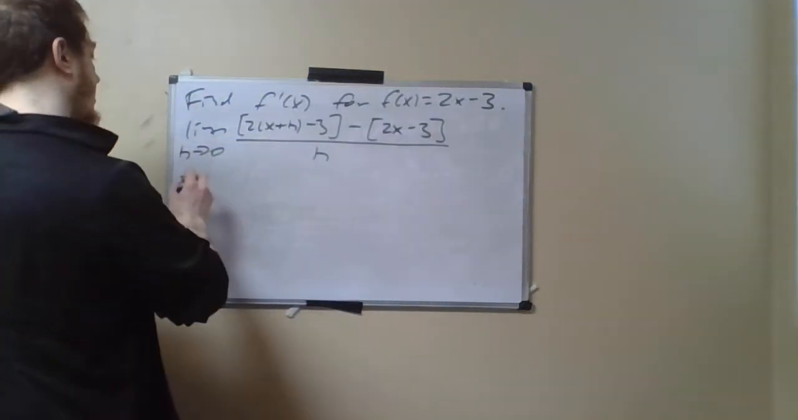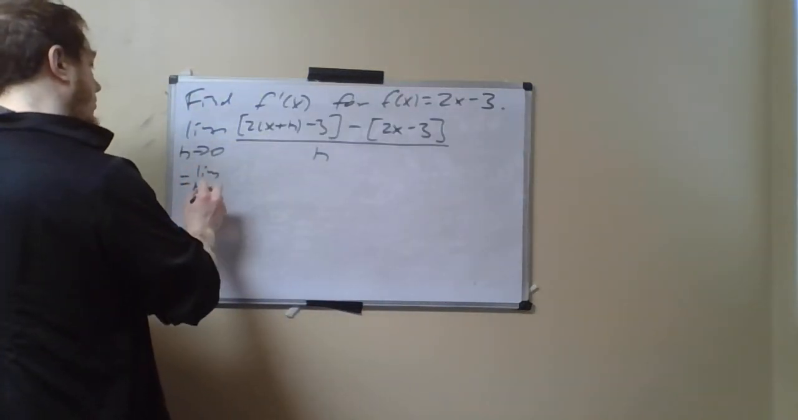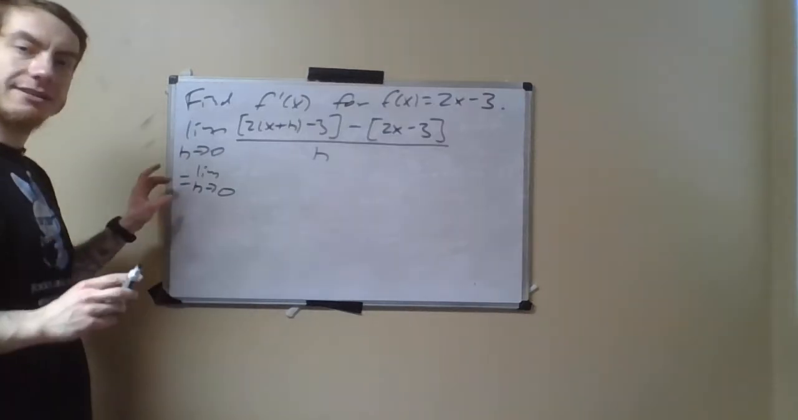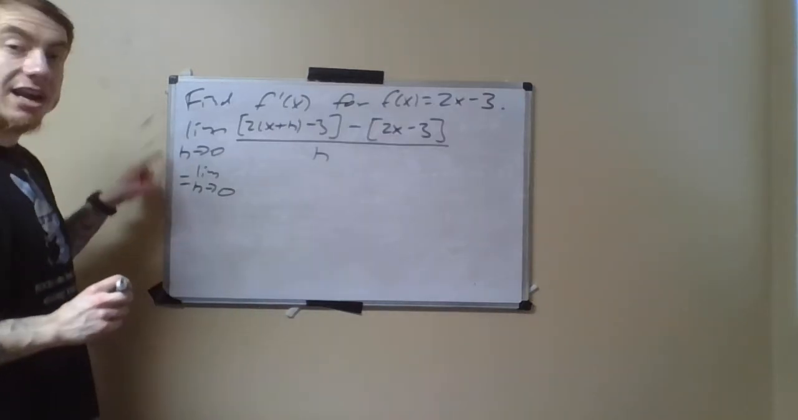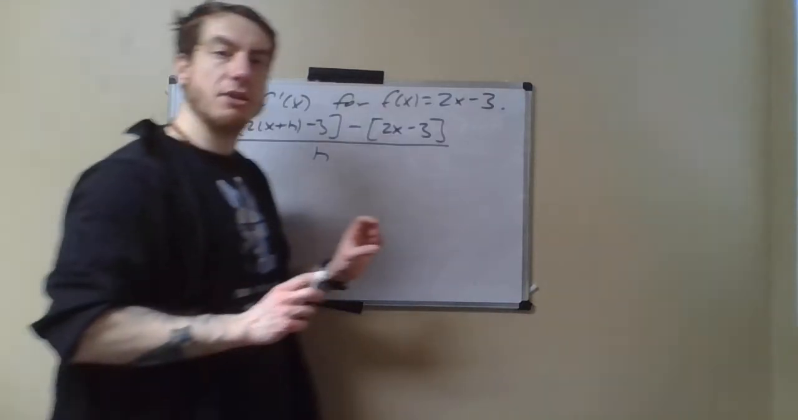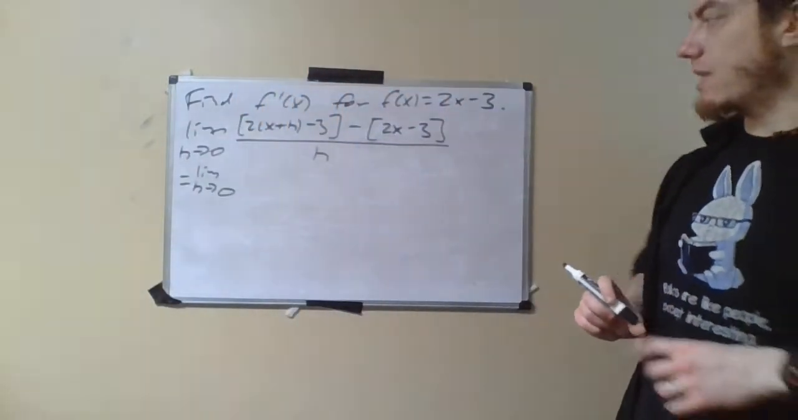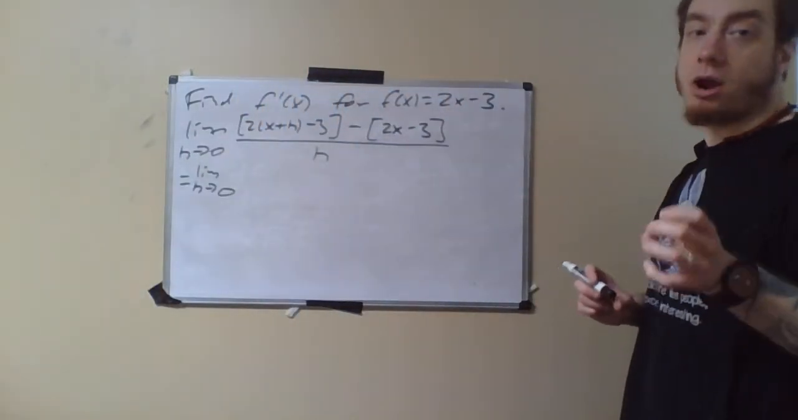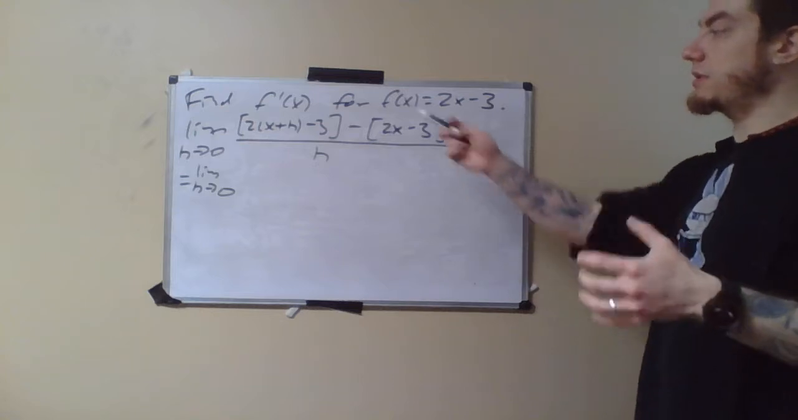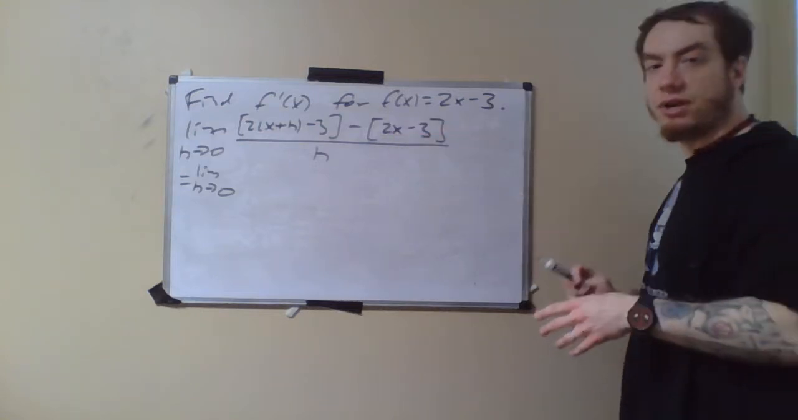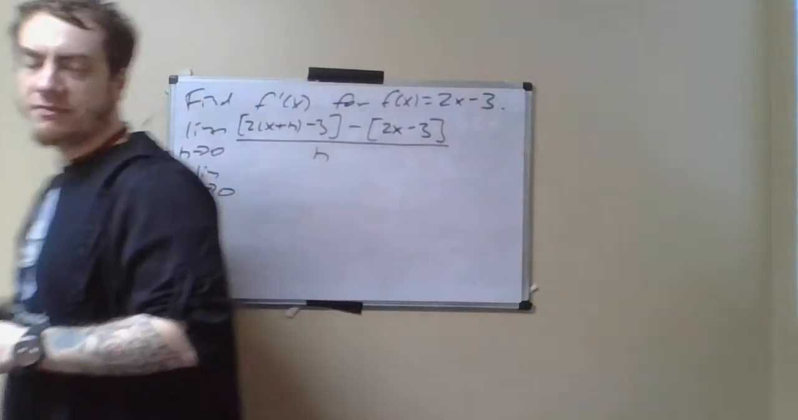So this is going to come out to be the limit as h goes to 0. And as I mentioned in the last lecture, make sure you keep writing this limit. Don't start just dropping your limit symbol at random. We need to be careful about that and make sure we leave the limit notation in there until we've actually taken the limit.